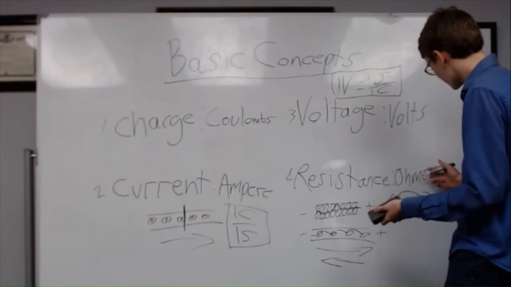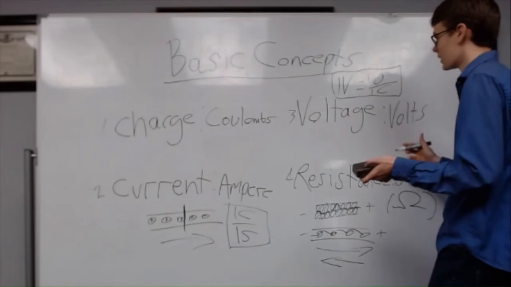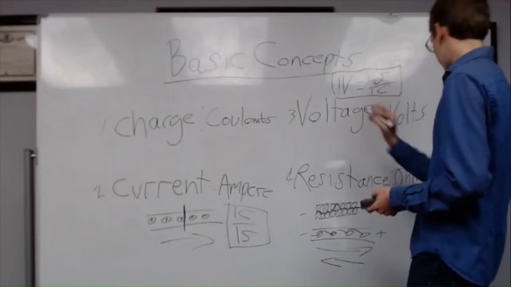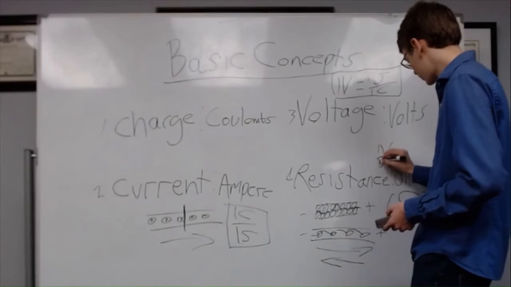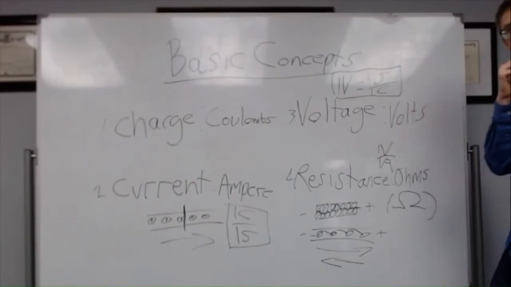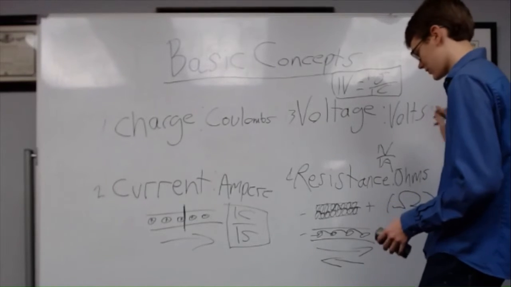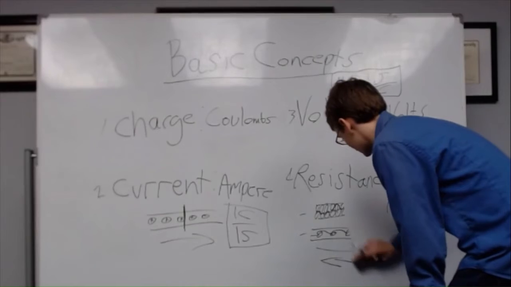And ohms, in terms of units, once again, is an abbreviation for volts per amp. So it's going to be 1 volt per 1 amp. And a good way that I've found to think about this is if I put it on a graph. Now I'm going to erase this illustration.